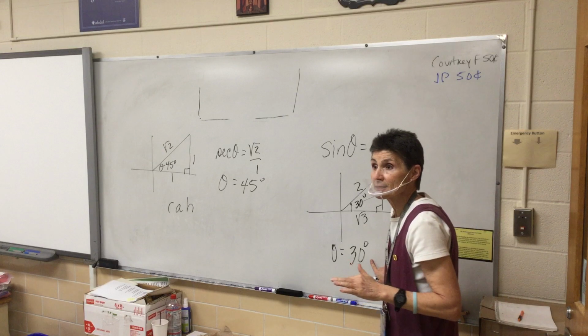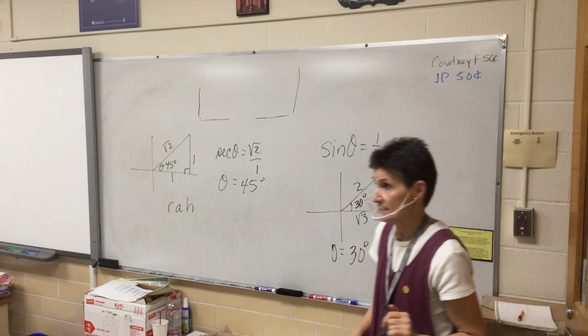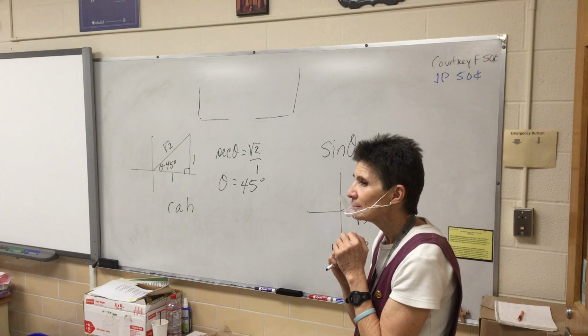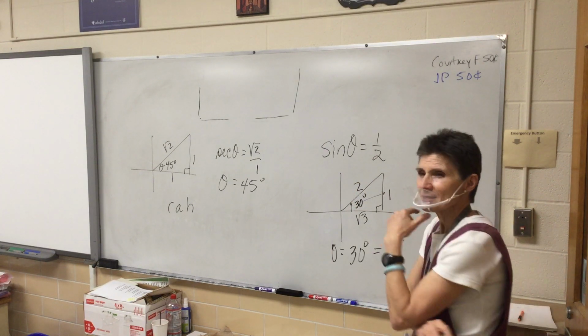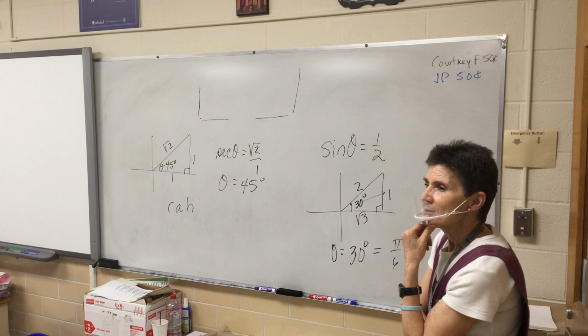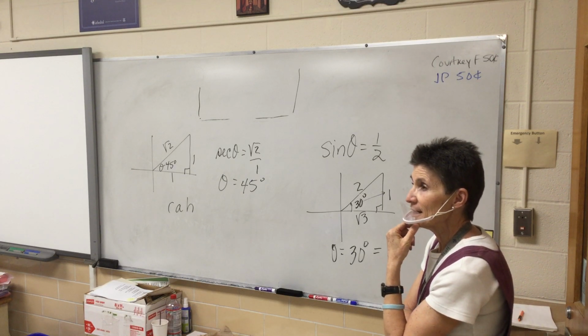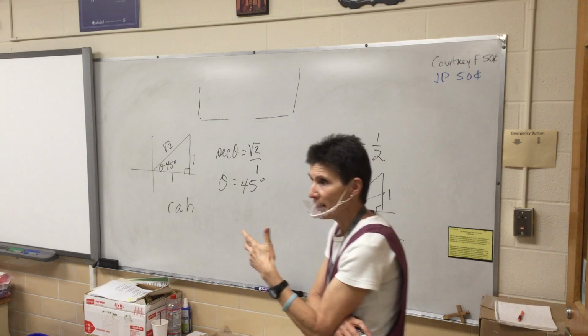So 30 degrees. How many radians is that? Let me throw this out at you, pi over 6. Does that make sense? What's pi? 180. And isn't 30 a sixth of 180? So that's how I got pi over 6.